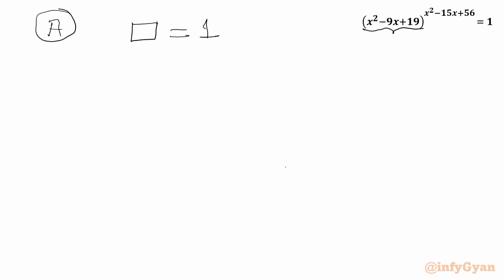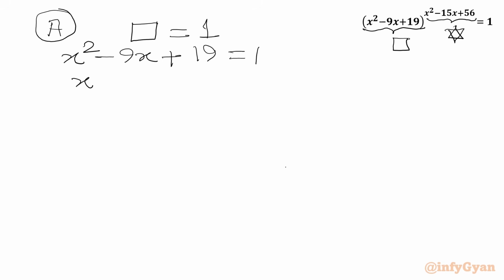So I will write here case A. Here box or base is equal to 1. As per our equation, box is x square minus 9x plus 19 and star is x square minus 15x plus 56. Put base or box equal to 1. We'll write here x square minus 9x plus 19 equal to 1. By writing all the terms to LHS, we will get x square minus 9x plus 18 equal to 0.